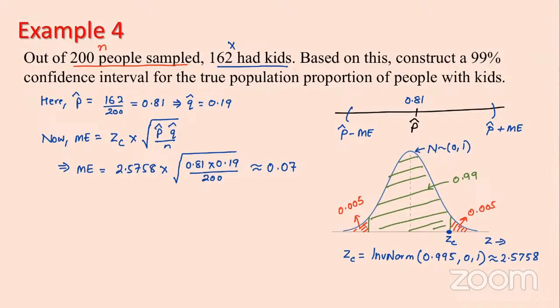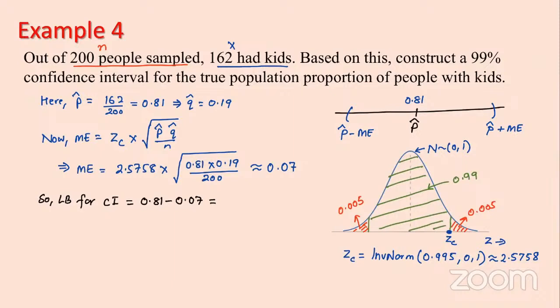Are we good so far? Yes? Okay. So what we'll do next is we'll add and subtract those margin of error and find the boundaries. So the lower boundary for confidence interval is equal to 0.81 minus 0.07. What is that equal to?